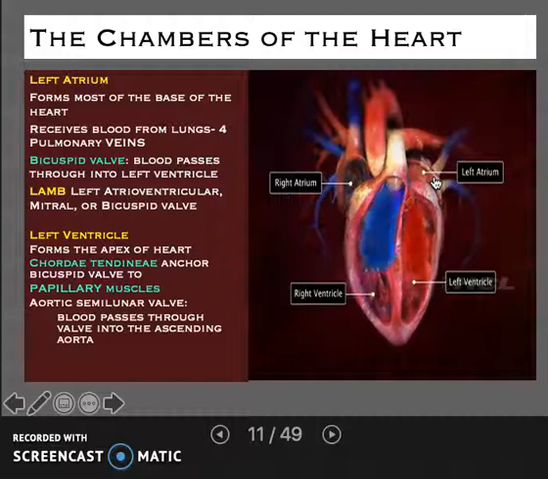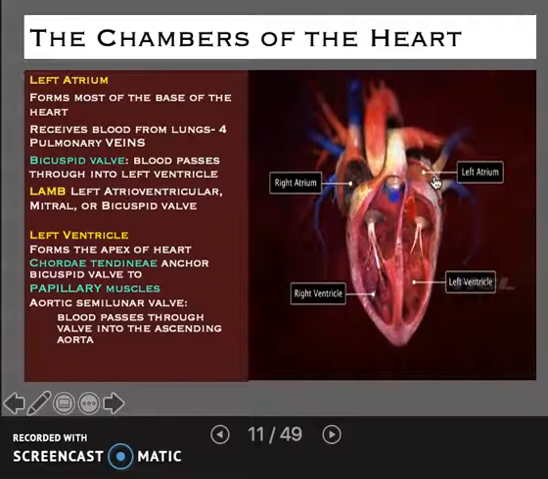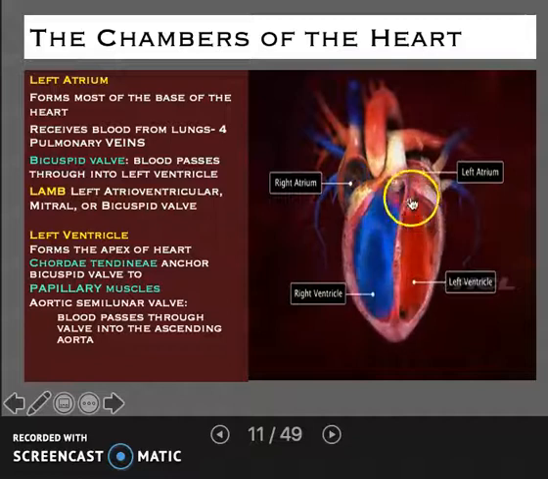What's true about arteries and veins is that arteries always take blood away from the heart. Veins always take blood to the heart. Anyway, pulmonary vein brings blood to the left atrium. This valve, the AV valve between the left atrium and left ventricle, is called the bicuspid valve. It has chordae tendineae. It has papillary muscles. When the left ventricle contracts, it pumps blood into the aorta. The valve here is called the aortic semilunar valve.